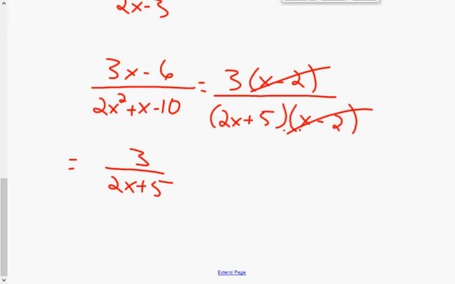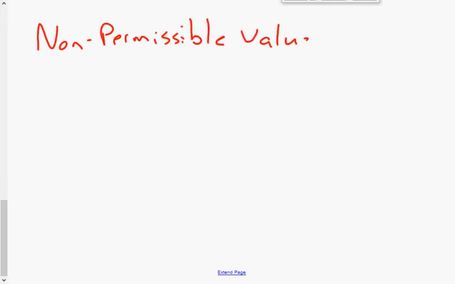Okay, I'm going to talk about non-permissible values now. That's a fun word to say. Non-permissible. Not allowed, right? So there's some things in math that we don't allow to happen, right? You can't take the square root of a negative number. With fractions, what do we know about the denominator? It can never be 0.